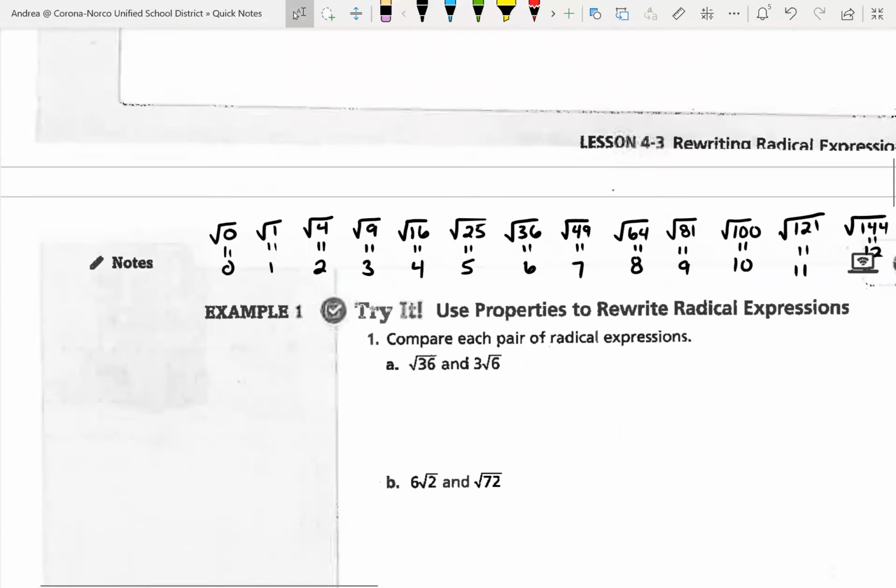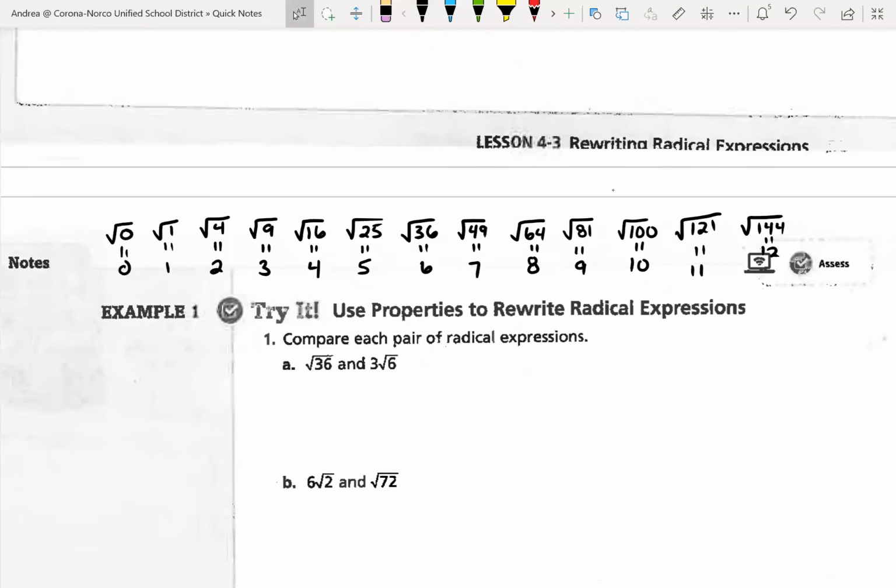So we're going to go over here. We have some perfect squares, right? I wrote down all of my perfect squares. So at the top on the next page, write down all those perfect squares. That'll help me compare and contrast each of these.